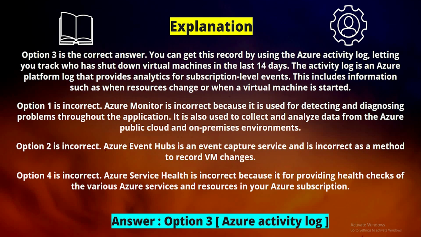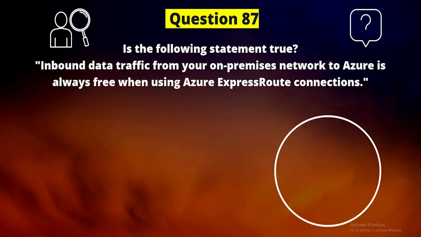Option 1 is incorrect. Azure Monitor is incorrect because it is used for detecting and diagnosing problems throughout the application. It is also used to collect and analyze data from the Azure public cloud and on-premises environments. Option 2 is incorrect. Azure Event Hubs is an event capture service and is incorrect as a method to record VM changes. Option 4 is incorrect. Azure Service Health is incorrect because it is for providing health checks of the various Azure services and resources in your Azure subscription.